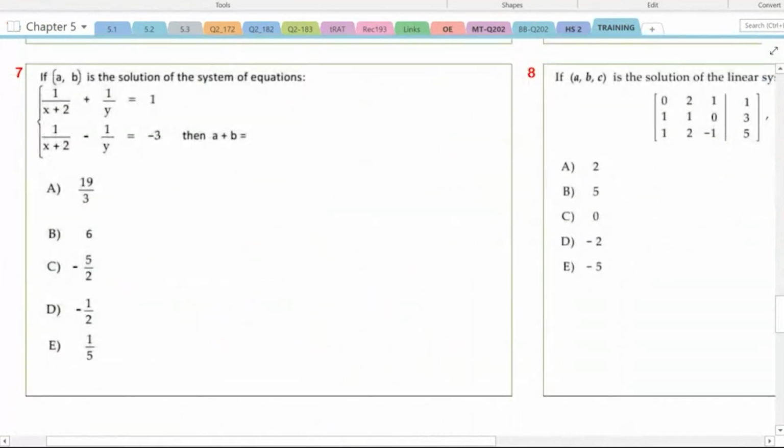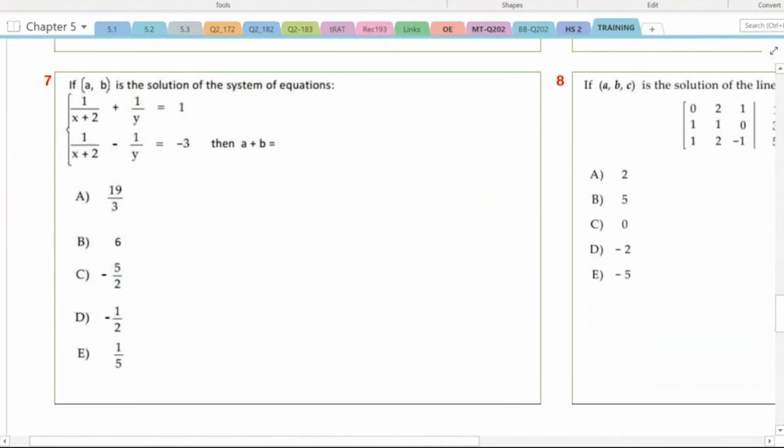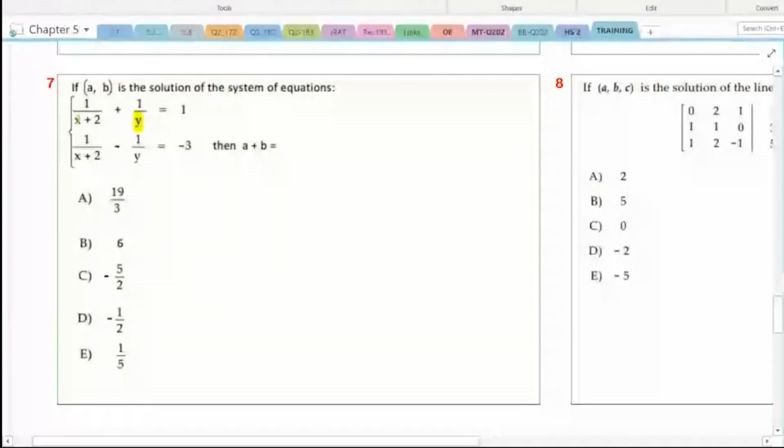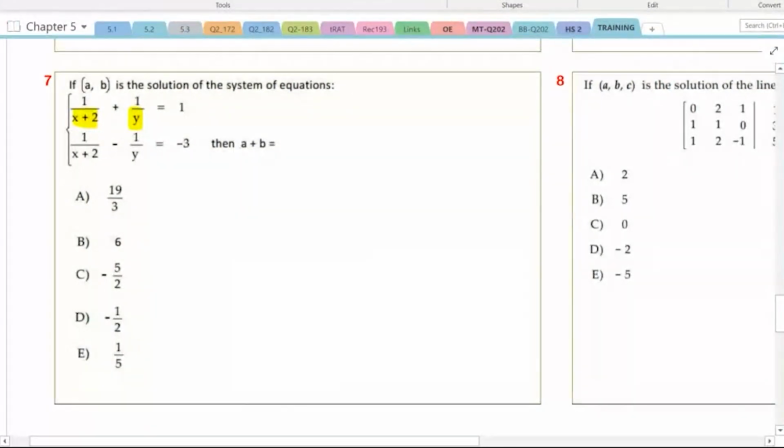For question number 7, the question says if A and B is the solution of the system of equations. Of course, we know several ways to solve systems of linear and nonlinear equations. But this is a nonlinear system. You know why? Because we have x in the denominator, and y is also in the denominator. If I rewrite this one, for example, it will be y to the power of -1. So obviously, this is not a linear system.